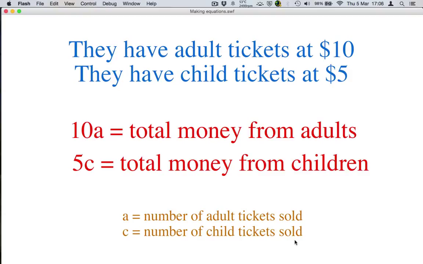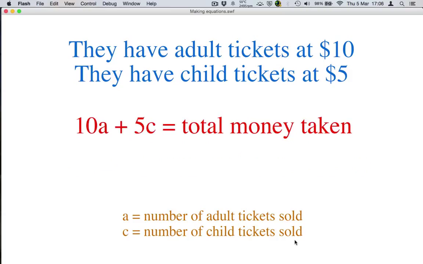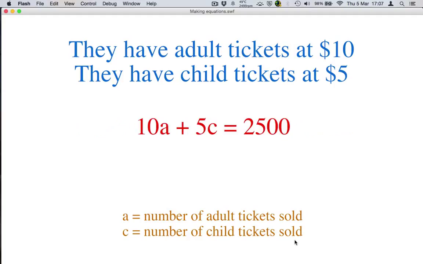Now, if we took the total money from the adults and we added it to the total money from the children, we would get the total money taken. And if we remember the question, the total money taken was $2,500.